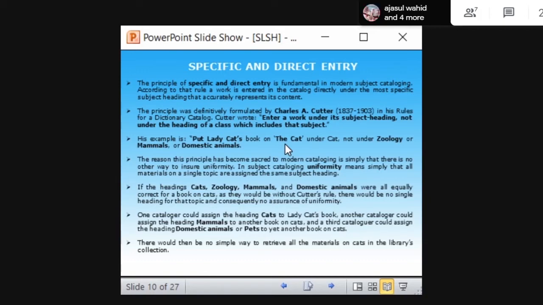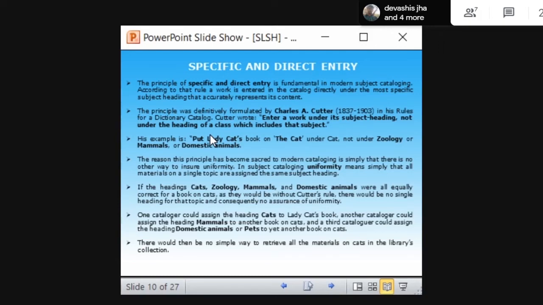Zoology is a broad subject discipline. It deals not only with cats, it has other aspects also. Mammals include not only cats but other mammals also. Similarly, there are other domestic animals like dogs. So it is better to assign a specific subject heading, entering a work under each subject heading. Here the work is Lady's Cat, and it is talking about cat. So it is better to assign it under cat. Simple. Not under zoology. If you assign it under zoology or domestic animal, it will be complicated.